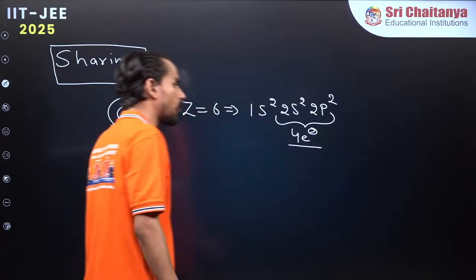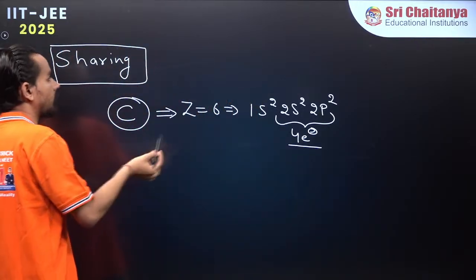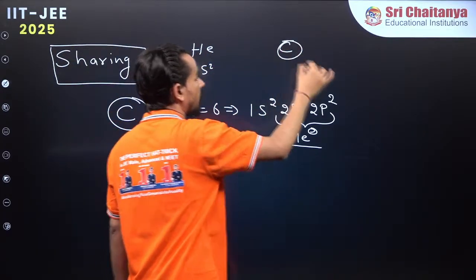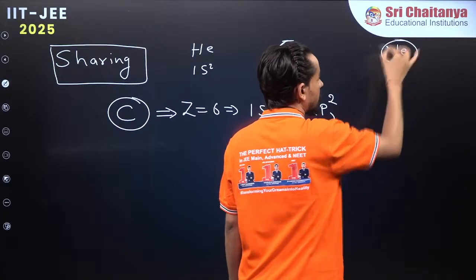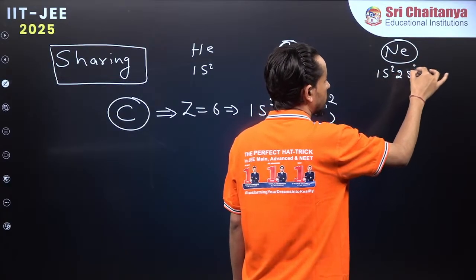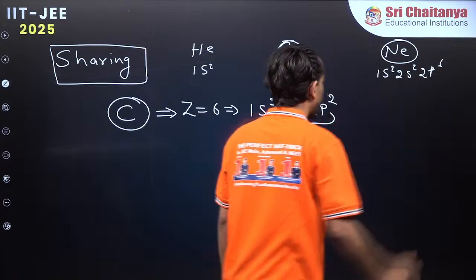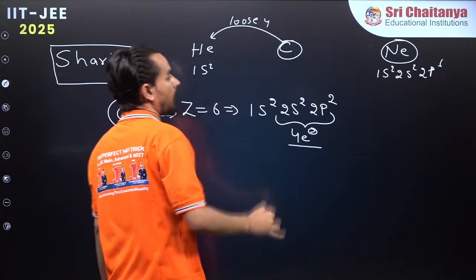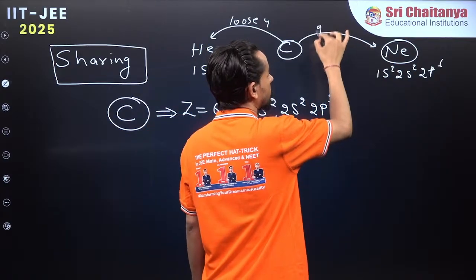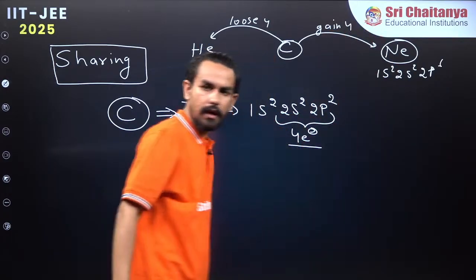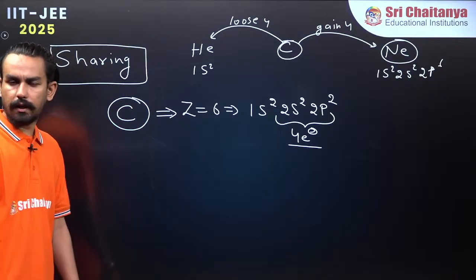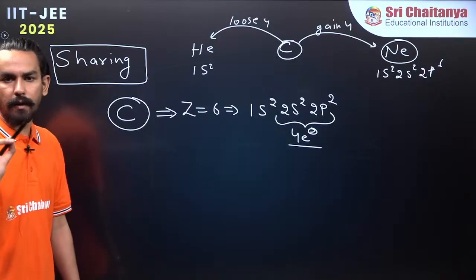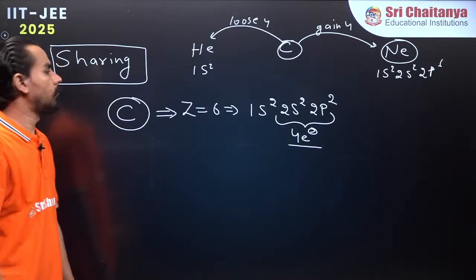Now its nearest noble gases are 2 on both sides. On one side helium is there, that is 1s2, carbon is in its middle, and on the other side neon is there, that is 1s2, 2s2, 2p6. So if it has to become helium, it has to lose 4 electrons, and if it has to become neon, it has to gain 4 electrons. There are 2 ways that carbon can achieve noble gas configuration: either by losing 4 electrons or by gaining 4 electrons.